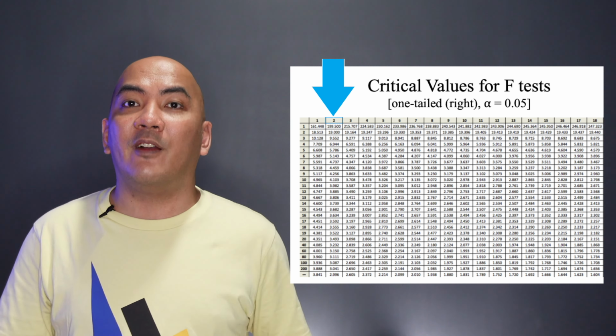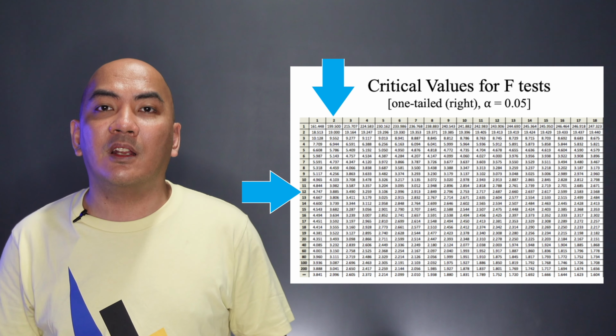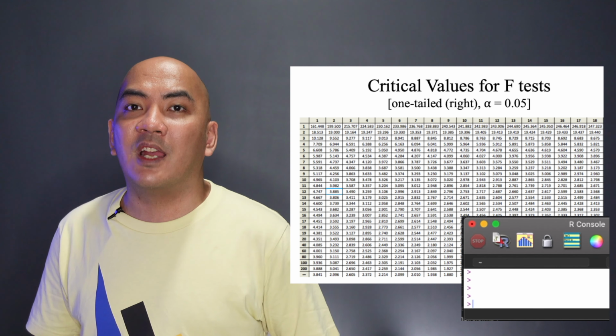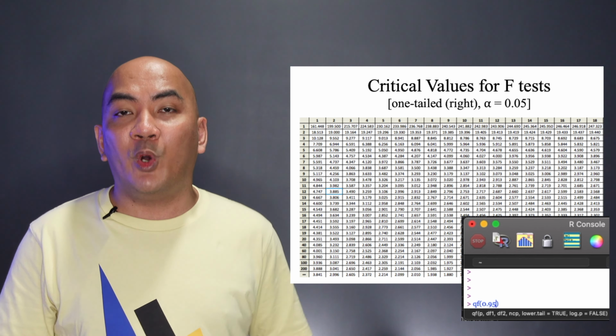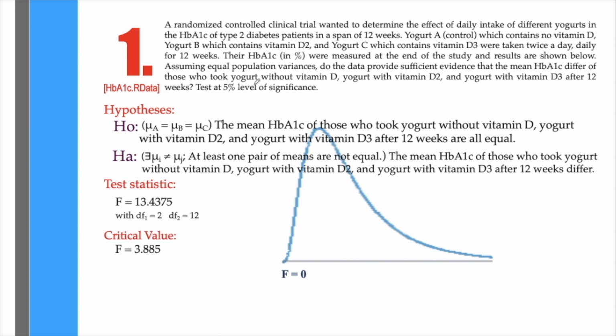And taking a look at DF1 which is 2 and DF2 which is 12, we're going to have a critical value which is 3.885. And we may also compute that in R using qf(0.95, 2, 12). Which we may illustrate, suppose this is the F distribution, the critical value which is F equal to 3.885, and as we know, the area to the extreme of the critical value will always be the level of significance. Thus, it sets this part as what we call the rejection area.